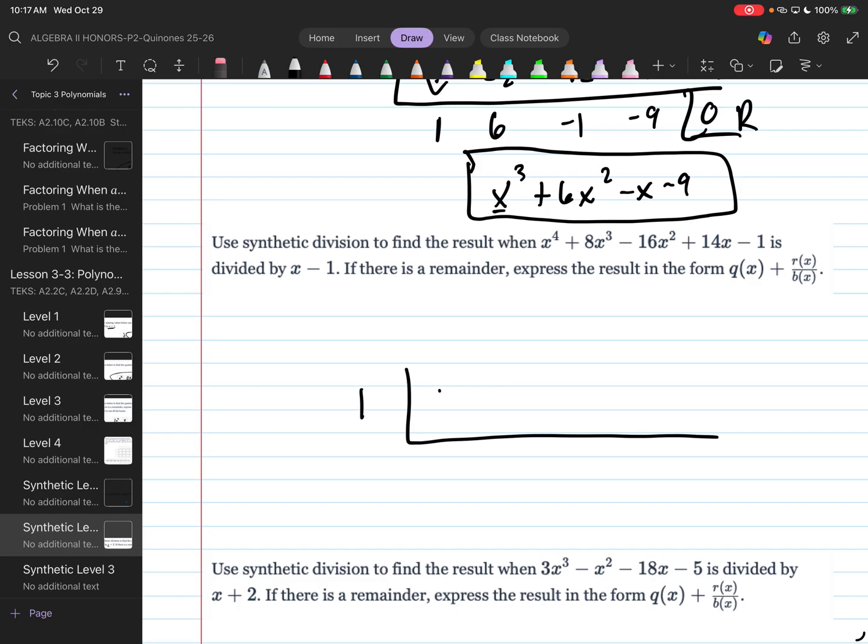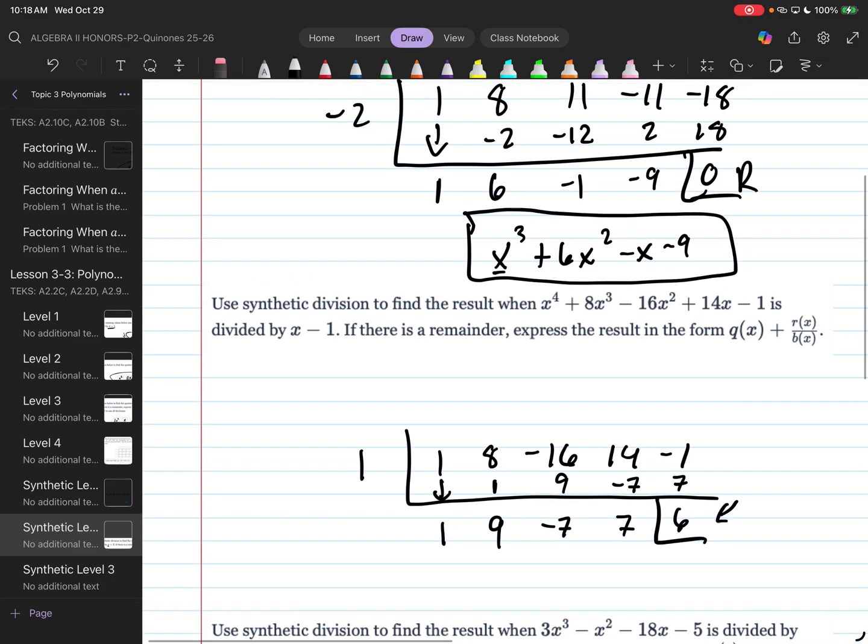1 goes out here. 1, 8, negative 16, 14, and negative 1. Drop this. 1 times 1 is 1. This is 9. 1 times 9 is 9. This is negative 7. 1 and negative 7 gives me negative 7. This is positive 7. 1 and 7 gives me 7. This turns into positive 6. Your last term here, everybody, will always be your remainder when using synthetic division. So I have a remainder of 6.